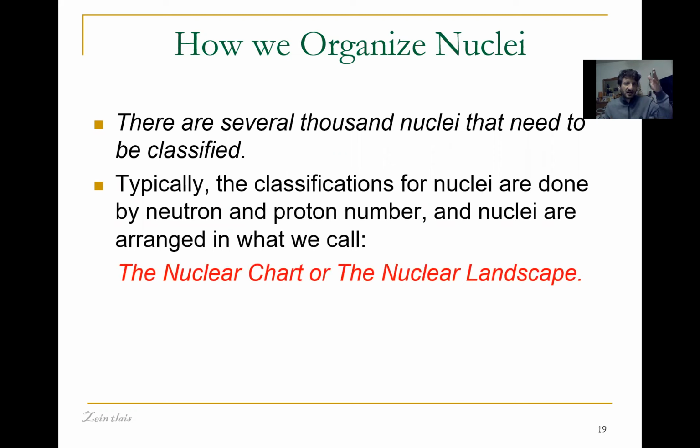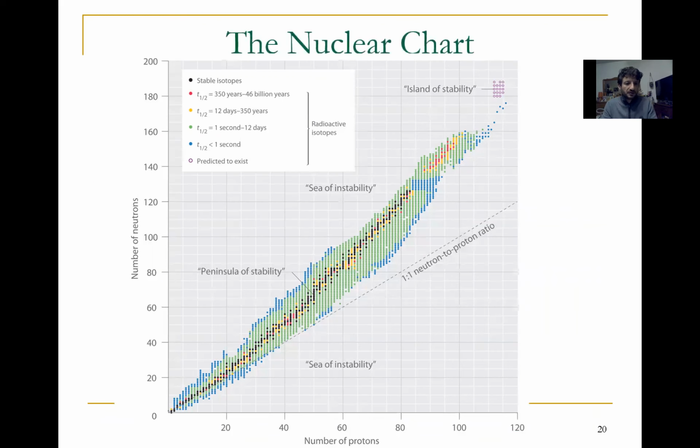Simply, it's an XY presentation. Let me show here. You have X and Y. On the Y-axis, you have the number of neutrons. On the X-axis, you have the number of protons. And we present all the elements, all the nuclei, on this chart. Each point here represents one element.